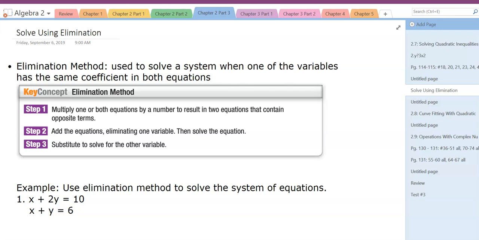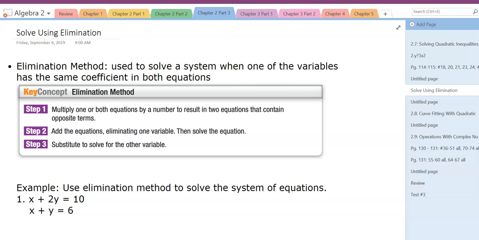And what the elimination method does is you get rid of one of the variables that you have in your equation, so that instead of having a system with two unknown variables, you have a system with just one. So then it's easier to solve for the one, and then you use that value to plug it back in to help you find the other missing one. So the steps to do this are to multiply one or both of your equations by a number to result in the two equations that contain opposite terms.